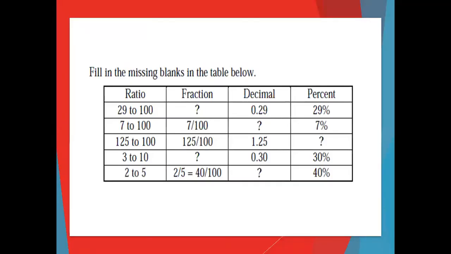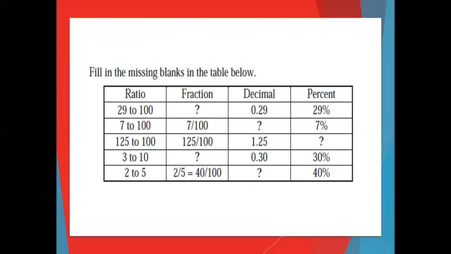Fill in the missing blanks in the table below. I'll do some and then the rest will be up to you. Like I said, make sure you have a pencil and paper. 29 to 100 is the ratio. The fraction would be 29 over 100. Decimal is 0.29, percent is 29%.